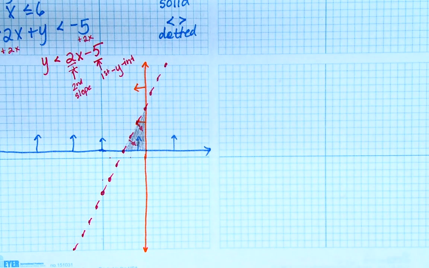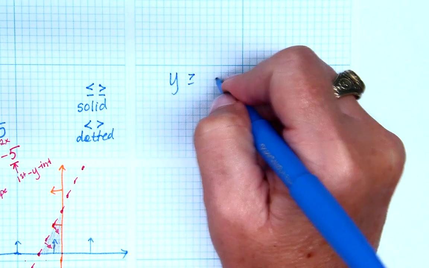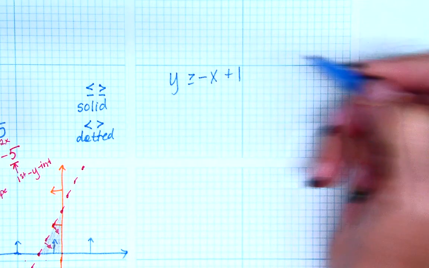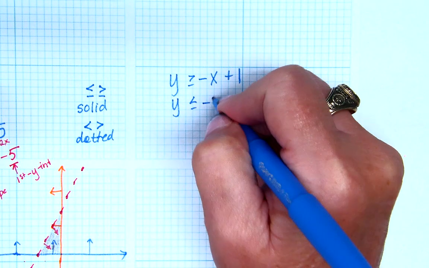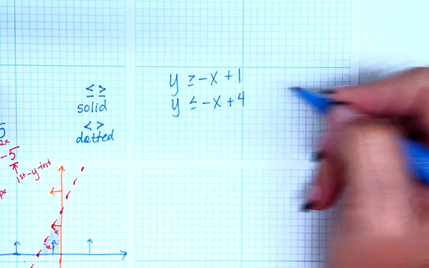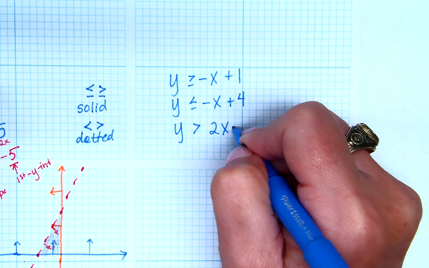All right. Do you want to do another example of that? Yes? Okay. All right. y is greater than or equal to negative x plus 1. y is less than or equal to negative x plus 4. y is greater than 2x minus 1.